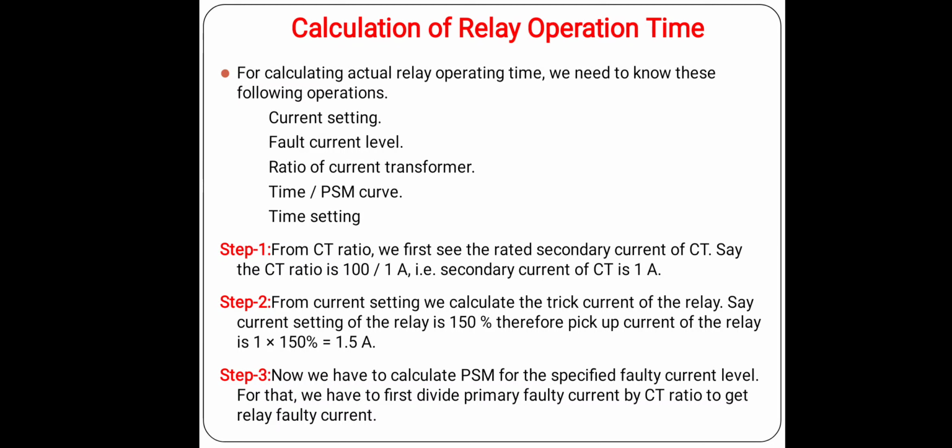From the current setting we calculate the trip current of the relay. That means at which value of current the relay will trip. Say, for example, the current setting of the relay is 150%. Therefore the pickup current of the relay is 150%, that means 1.5 ampere. Convert it into ampere. So this is 1.5 ampere.